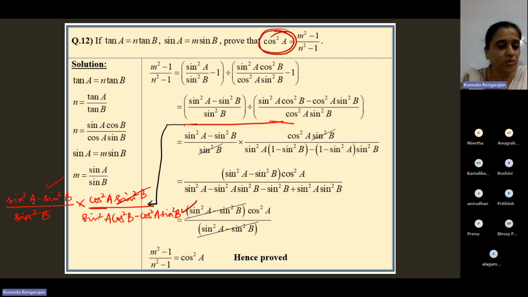So what do you have here? Sine square A minus sine square B, right? You don't have cos. So what I've done is I've written cos square B as 1 minus sine square B, and cos square A as 1 minus sine square A. Why? Because if I have to cancel out this and this, here there's only sine. There is no cos. So what we can do is cos square B can be written as 1 minus sine square B. And this cos square A can be written as 1 minus sine square A. That's why we have changed.